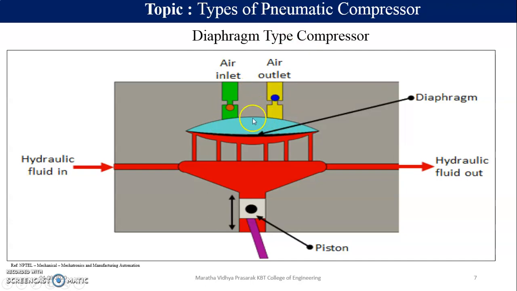Here there is a diaphragm, and this diaphragm moves up and down and opens the inlet air and outlet air valves. The rest is the same: it also has a piston and a hydraulic fluid. The fluid is provided so that due to the pressure of this hydraulic fluid, the diaphragm moves up, takes the air in and shifts the air out.